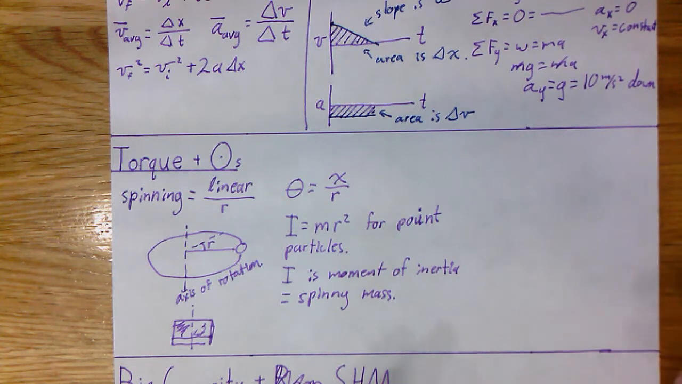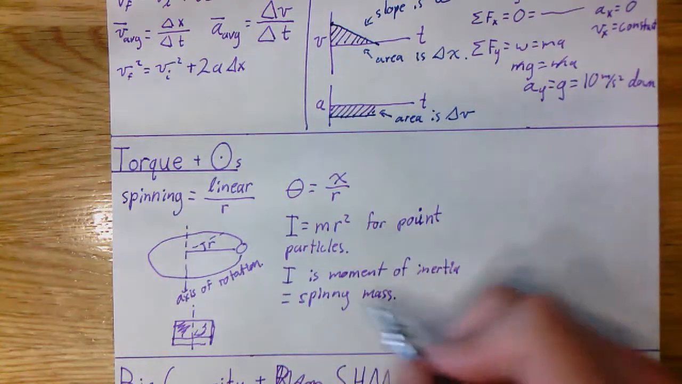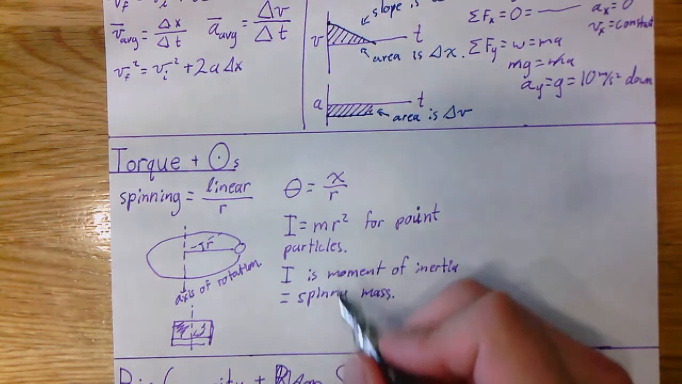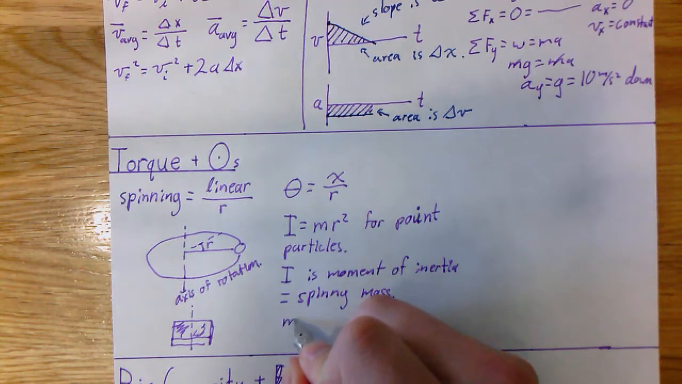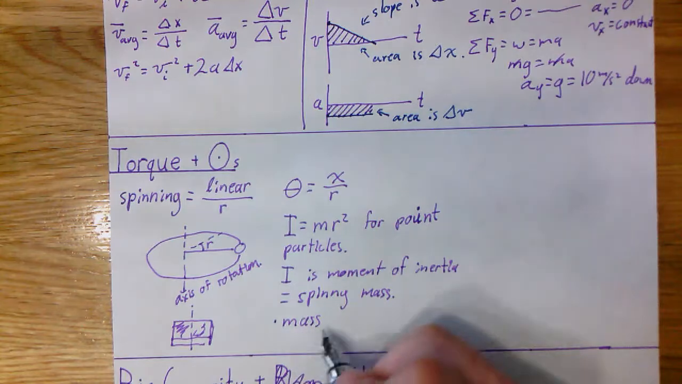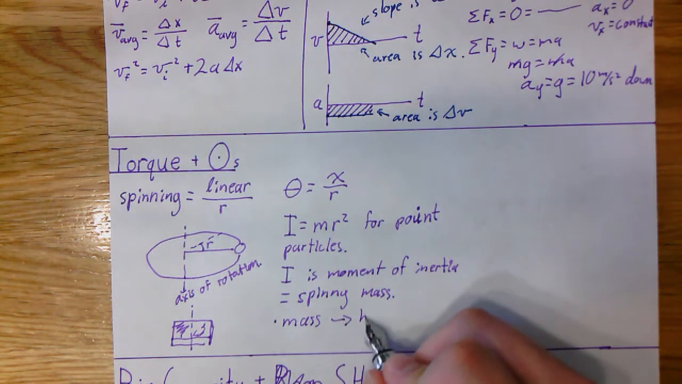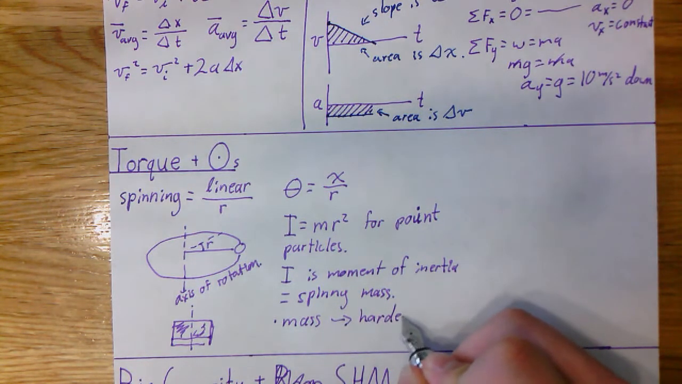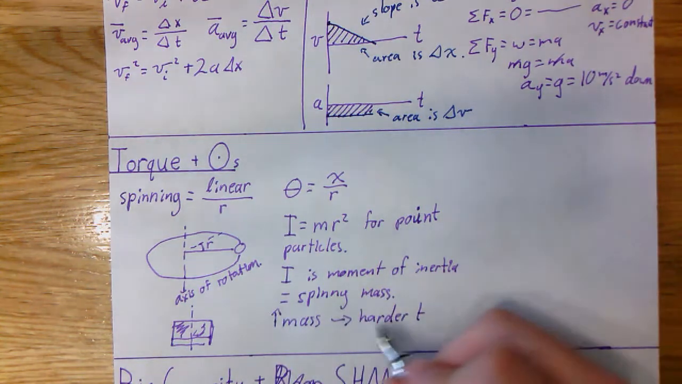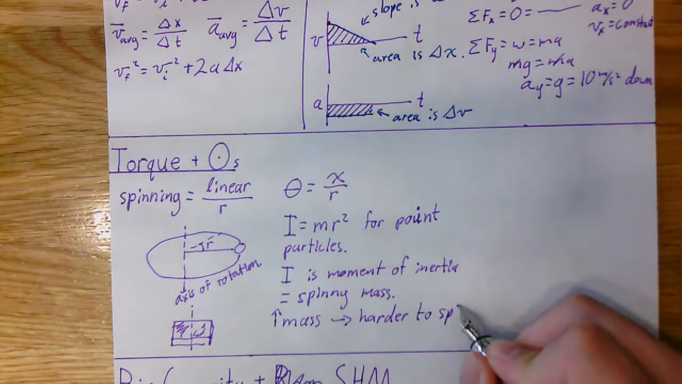Anyway, we played with those, right? And we spun them. And you're like, oh yeah, they do feel different. Yeah, it's because the masses are at the end, so they feel harder to spin. So I is how hard it is to spin something. There's two things that are important here. Mass. So more mass means harder to spin.